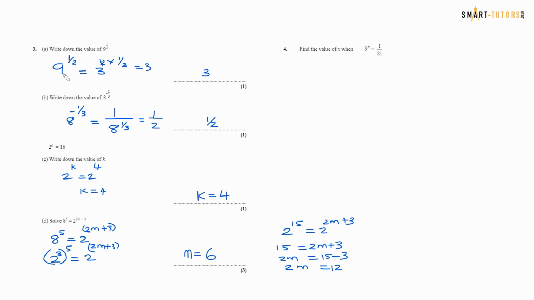Question number 4. Find the value of x when 9 to the power x equal 1 over 81. 1 over 81 is 9 to the power minus 2. So x equal minus 2. Because the bases are same, x equal minus 2.